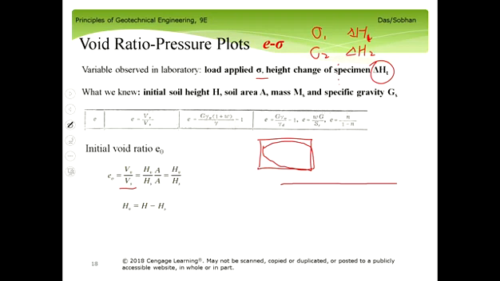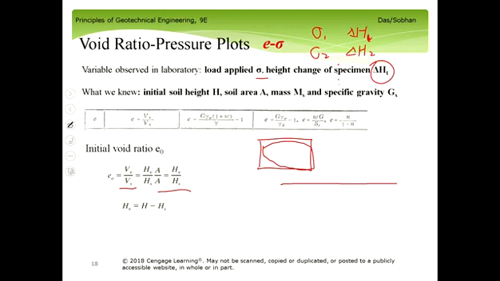Now, we know that volume is a product of height and area, and this is a one-dimensional consolidation test. The area never changes because the lateral displacement was constrained by the stainless steel ring, right? So the area is always the same. So the void ratio is actually the height ratio of the voids to the solids in the soil, right? So we have this. Understand?